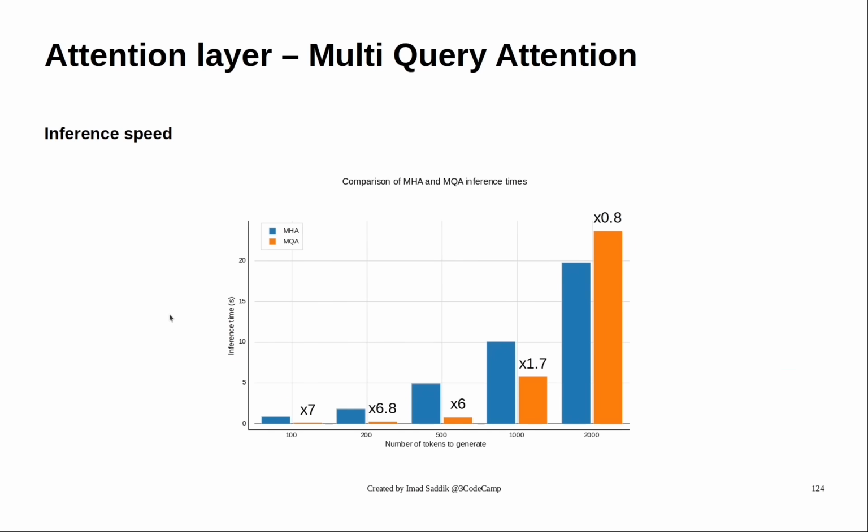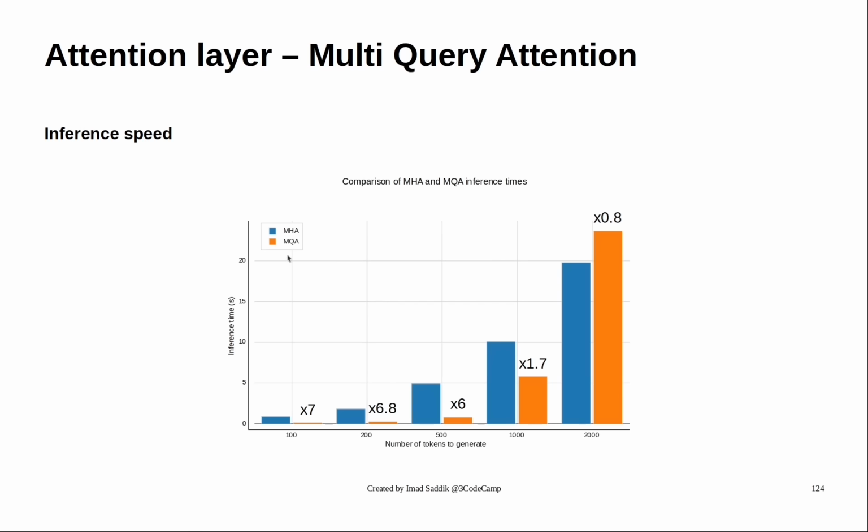I have also mentioned that MQA is faster in inference than MHA, and here is the diagram that I have tried to create in order to illustrate this. You can see that here we have on the x-axis the number of tokens to generate. So I have tried to generate 100 tokens up to 2000 tokens for MHA and MQA. And here on the y-axis, we have the inference speed, or the inference time in seconds.